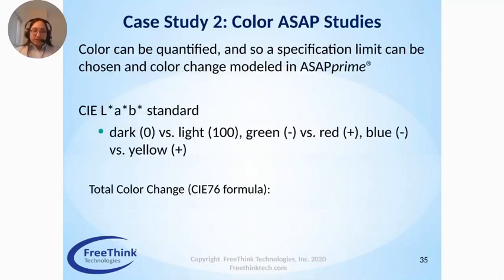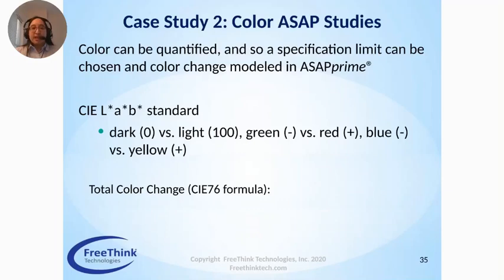So how do we treat color ASAP studies? The first thing to model color is that we need to be able to quantify color. We need to be able to set a specification limit so we know when this has failed. The way we do this at FreeThink, we use the CIE L star, a star, b star standard. The L star, a star, b star standard measures color against three axes. L star is dark versus light on a scale of 0 to 100. a star is green versus red, negative and positive axes, and b star is blue versus yellow.